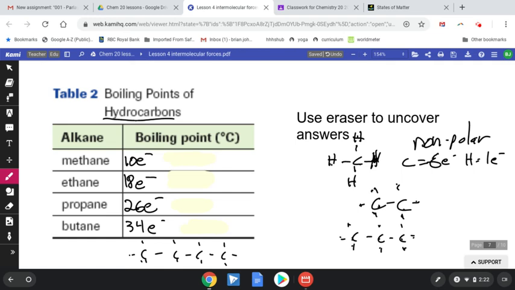Okay, so now you know the number of electrons. You can predict their boiling points. Butane will be the highest, most electrons, strongest temporary dipoles. Methane will be the lowest. Okay, so what are the boiling points of these? Methane is a very small molecule, 10 electrons. That's a pretty low London dispersion force, minus 162. Ethane is minus 89. Propane minus 42. And butane is minus 0.5.